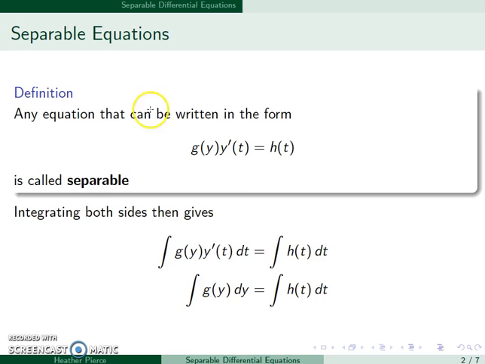If we integrate both sides, this y'(t) dt is dy/dt dt, and you'll notice the dt's cancel, so that whole term becomes dy.